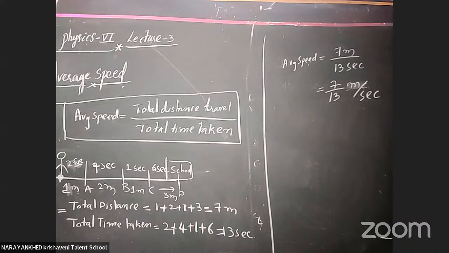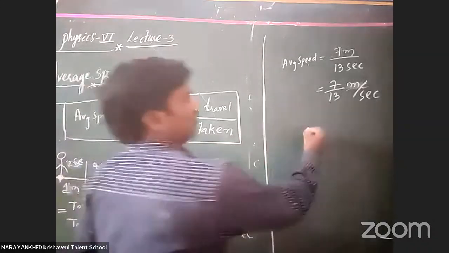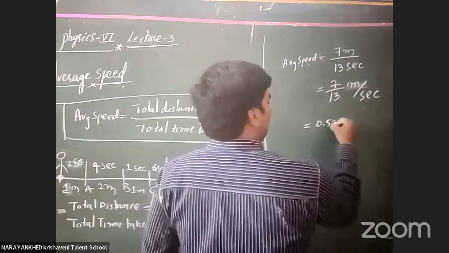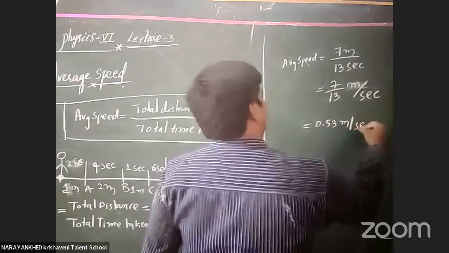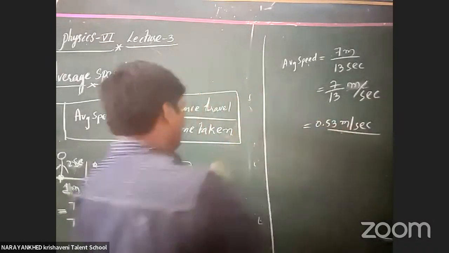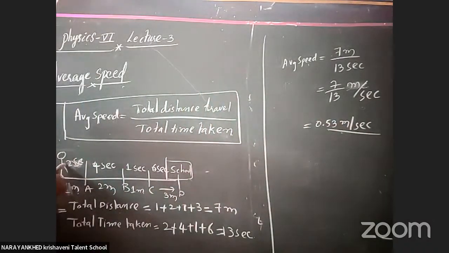Now it will become 0.538. Okay, it is 0.53 meters per second. This is called the average speed of this body, viewers, in case you travel in this particular path.